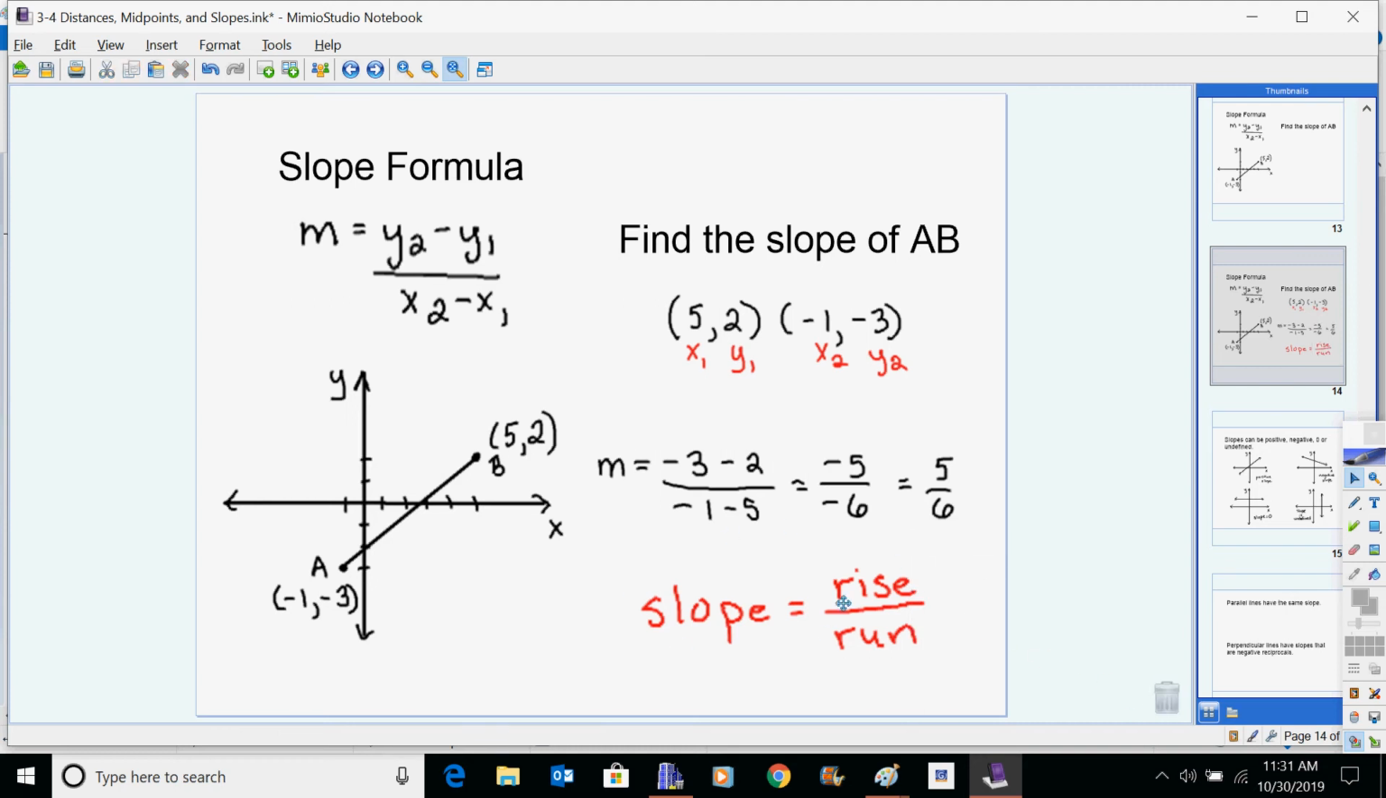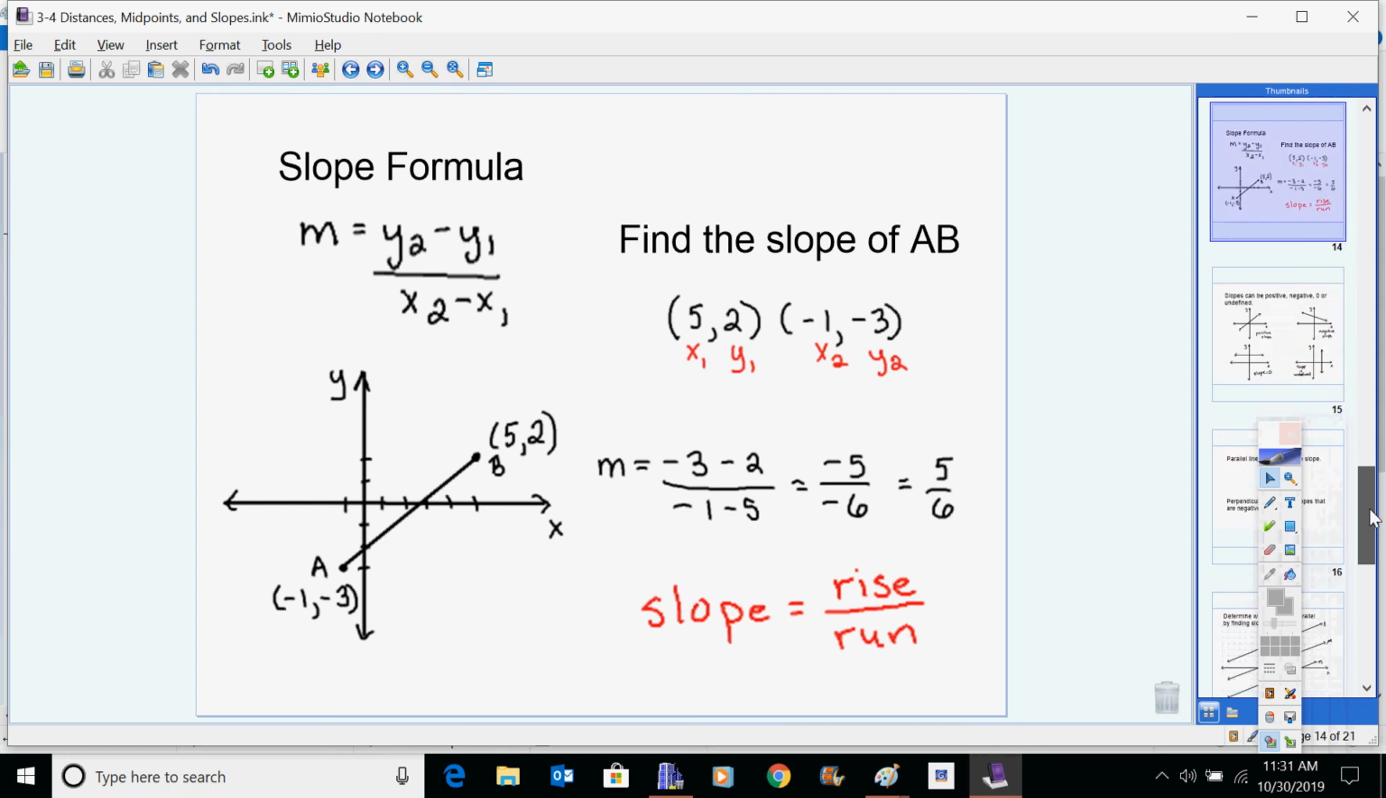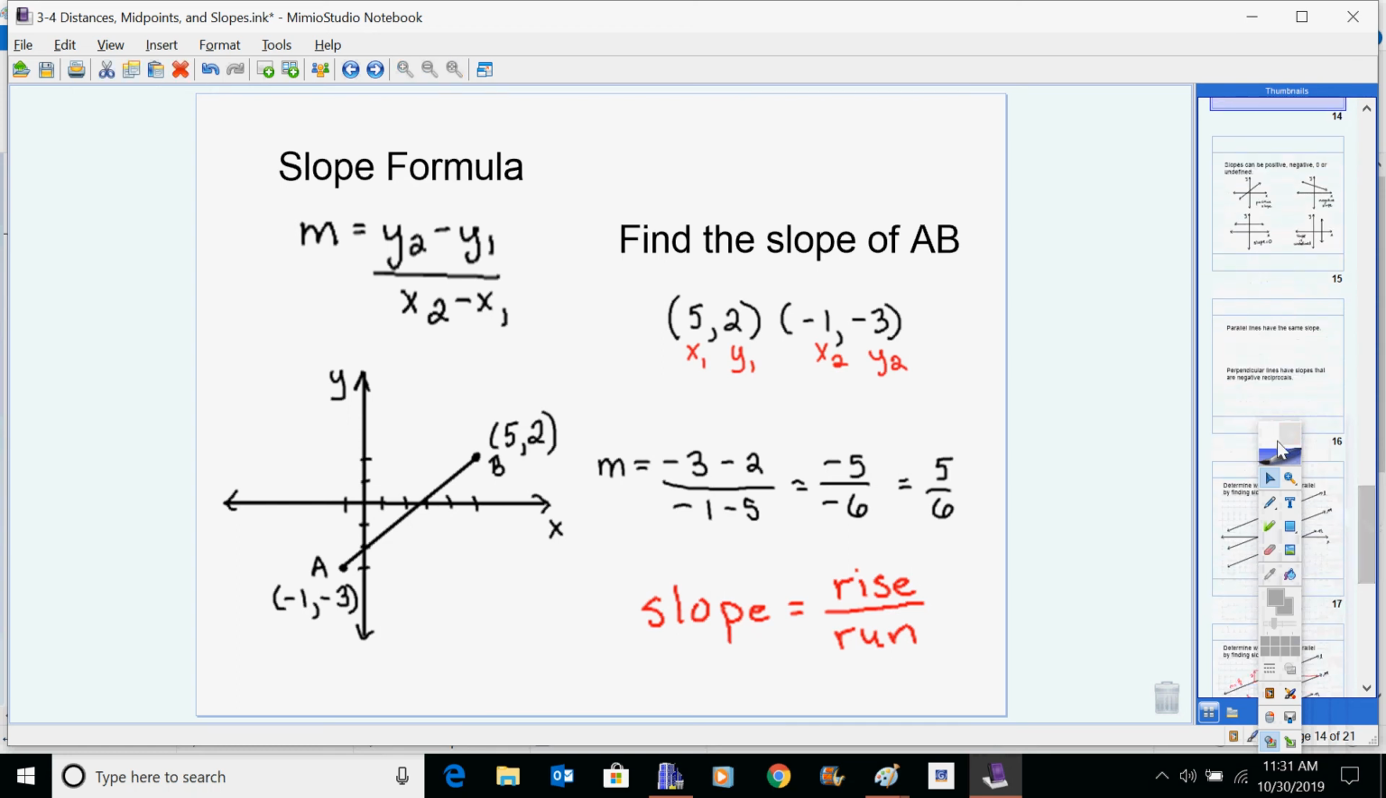And don't forget from back in the day, slope is rise over run. So if we were to count this, we're expecting it to be 5 over 6. 1, 2, 3, 4, 5 over 6. 1, 2, 3, 4, 5, 6. So that's what the slope is actually telling you. You want to make sure that you're keeping in mind that all of these numbers and things that we do have meaning. So not changing it yet. Yes.